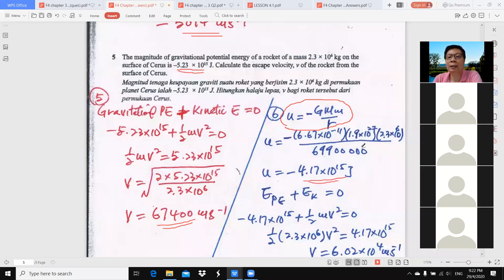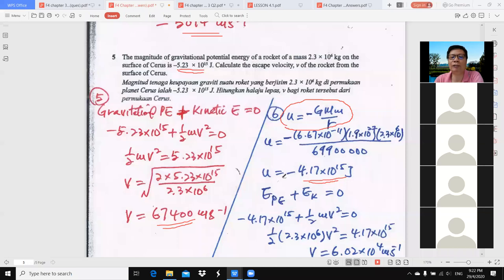Remember, this is the mass of the planet, which you can get from the table inside your notes. And this is the radius of the planet, 69,900 kilometers. Add 3 more zeros to change to meters. Press calculate, and you get this answer. This is the potential energy.